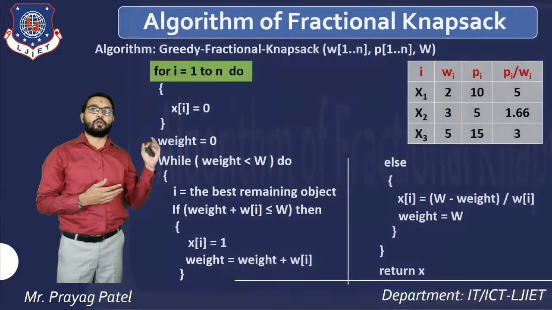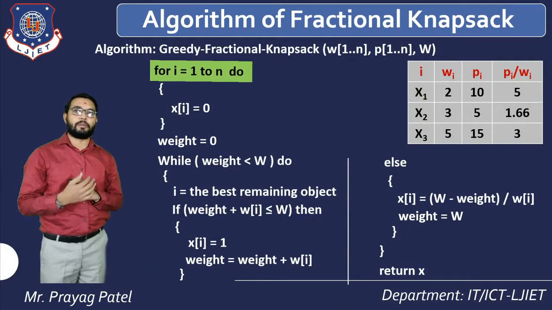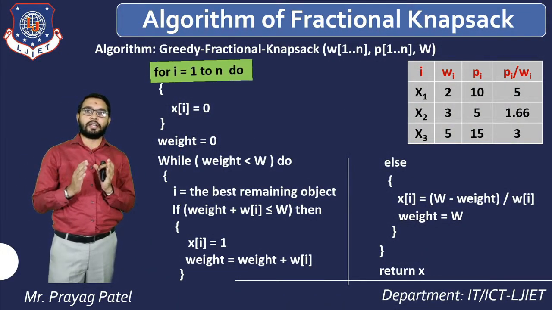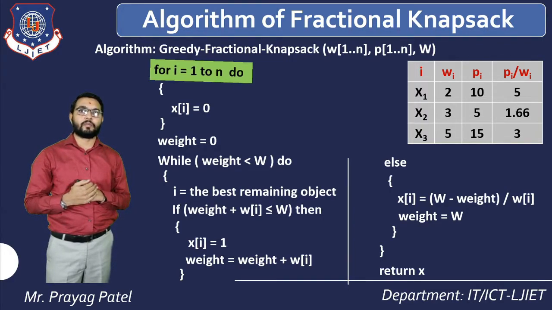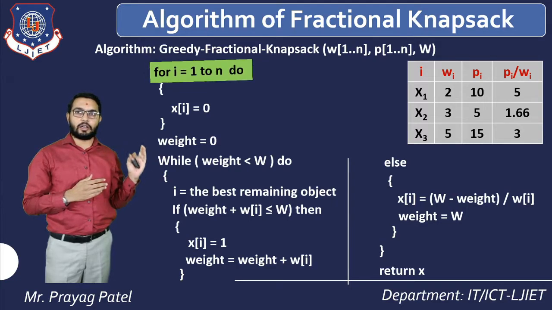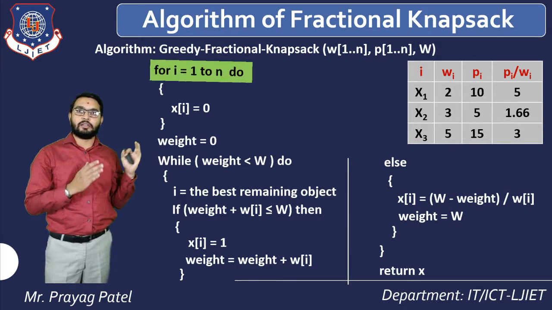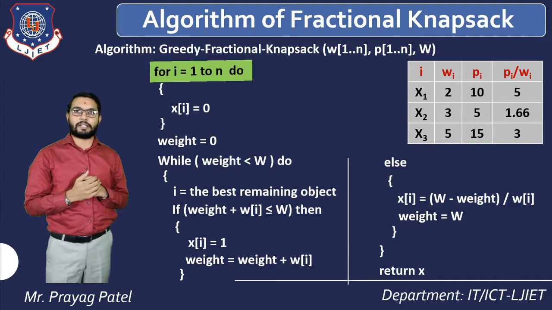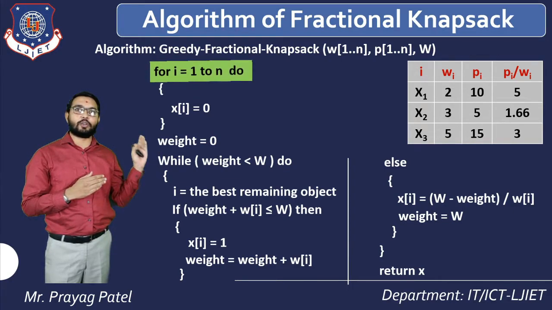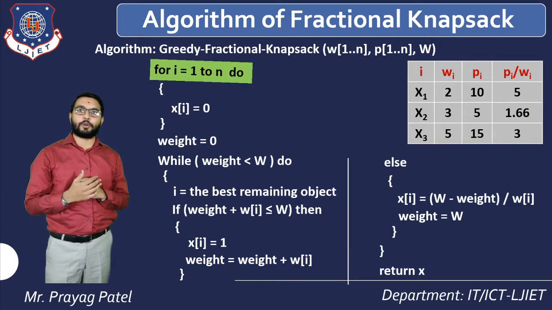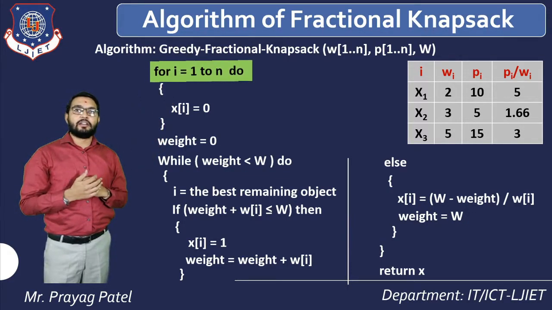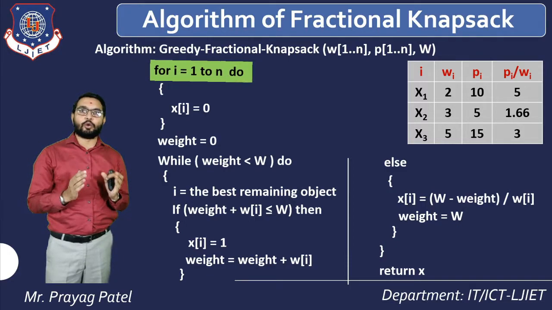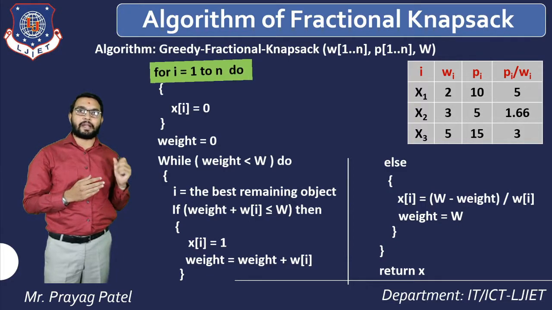First, consider the algorithm of the fractional knapsack problem. Using a greedy algorithm we solve the fractional knapsack problem. We already discussed an example of this method in our previous video lecture. Now consider the algorithm for the fractional knapsack problem using the greedy technique. First line, consider the arguments in the given algorithm. Name of the algorithm: greedy fractional knapsack, w1 to n.